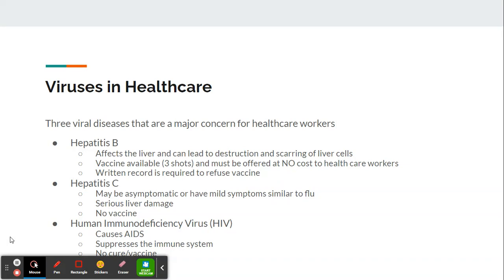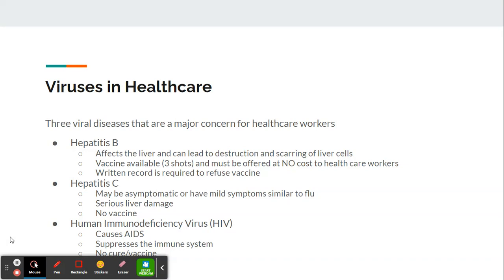Hepatitis C may be asymptomatic, which means we don't have symptoms, or the symptoms are mild, similar to the flu, which means it's harder to diagnose. It can cause very serious liver damage, and there unfortunately is no vaccine as of right now. The last is the human immunodeficiency virus, or HIV.